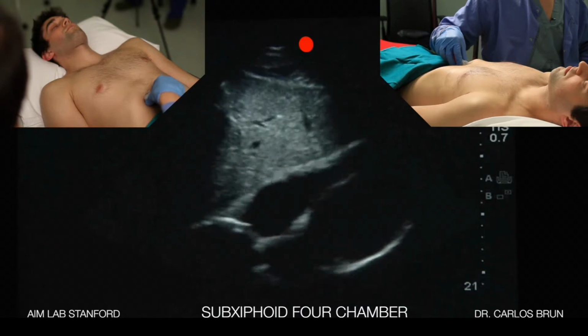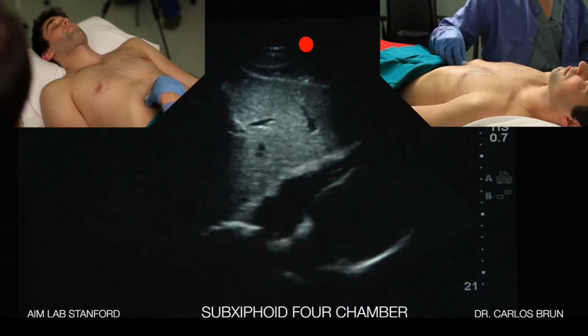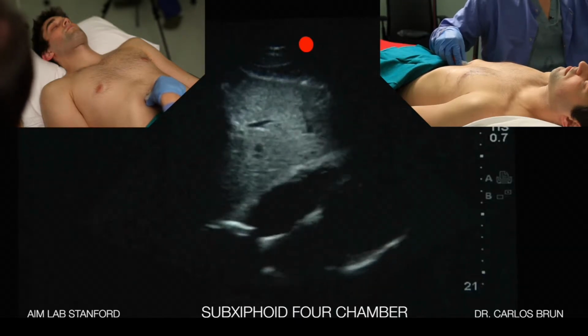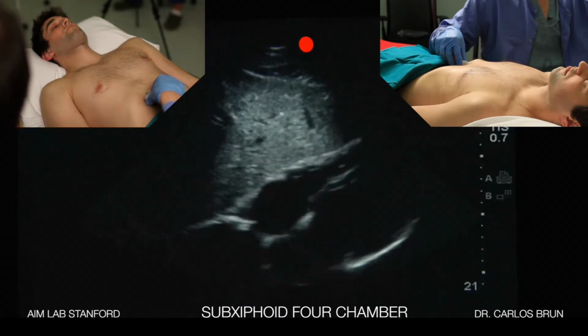Now, when you're looking at a four-chamber view of the heart, you want to see both the tricuspid valve and the mitral valve to be able to make any sort of size comparison between the left ventricle and the right ventricle.